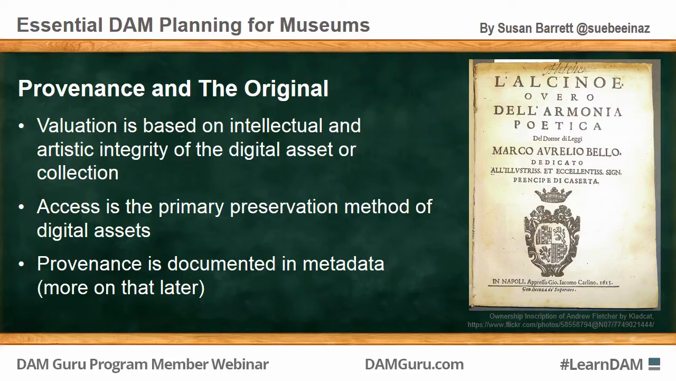And with digital assets, valuation is based on the intellectual and artistic integrity of the digital asset or collection, not the original format or artifact. Access is the primary preservation method of digital assets. It supports the creation of new knowledge that authenticates the cultural, artistic, and evidentiary value of digital objects. Provenance is established in metadata that transfers and migrates with the multiple version and format changes of digital assets.